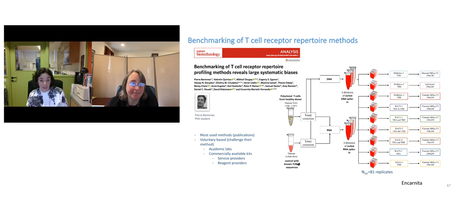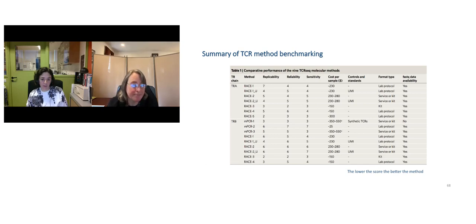So this is what we did in this study, where we compared 9 methods that were sequenced on the same platform. And for this comparison, we had 9 replicates per method, which was a total of 81 replicates. We included some spiking in this study. That was one way to try to compare also the different methods, but that was a first tentative, and it needs to be more advanced.